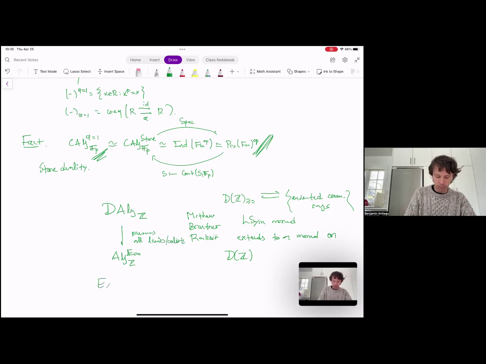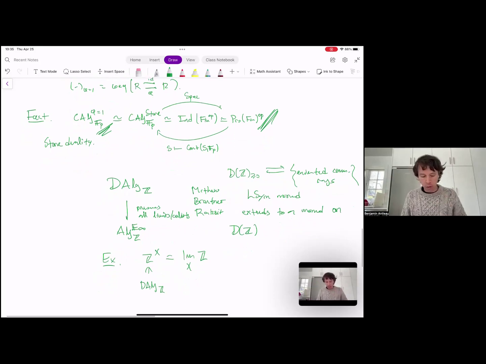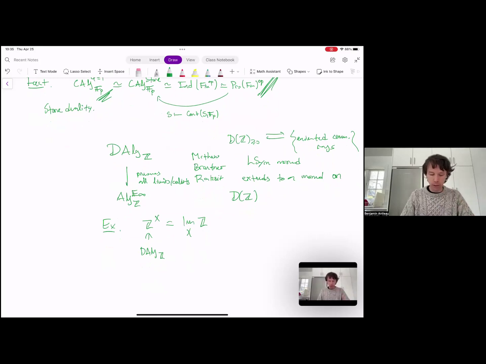So an example is Z cochains on a space. This is really the limit over the constant diagram on X of Z. Z is a derived commutative ring, and so this limit comes with a canonical derived commutative ring structure. The same would be true for cohomology of a topos with coefficients in a sheaf of commutative rings. So there are these derived commutative rings, and I'm going to use these.